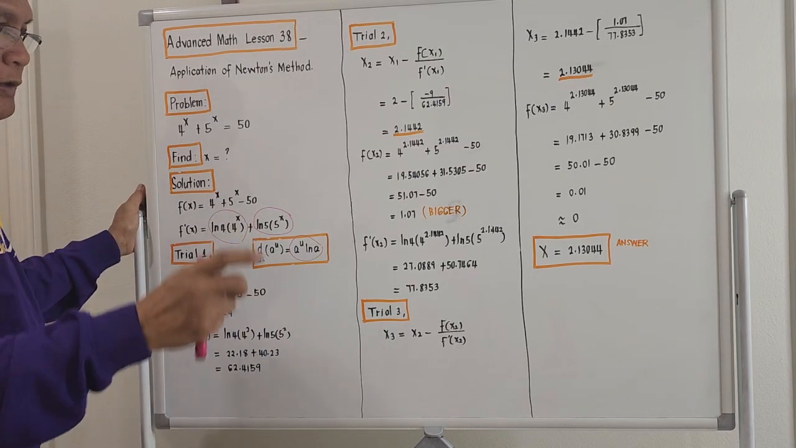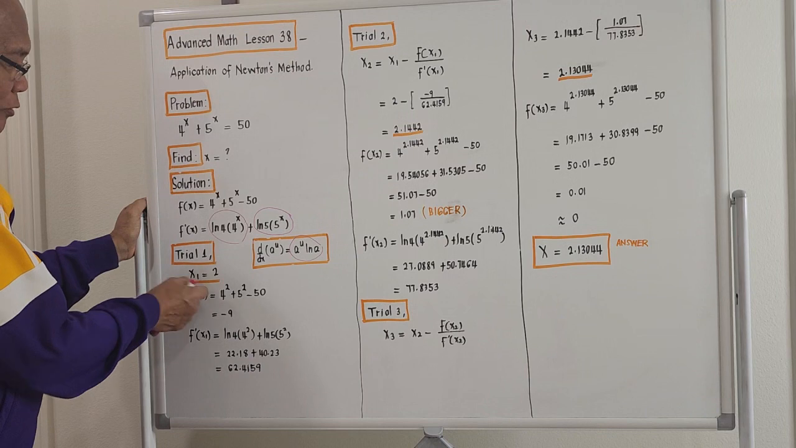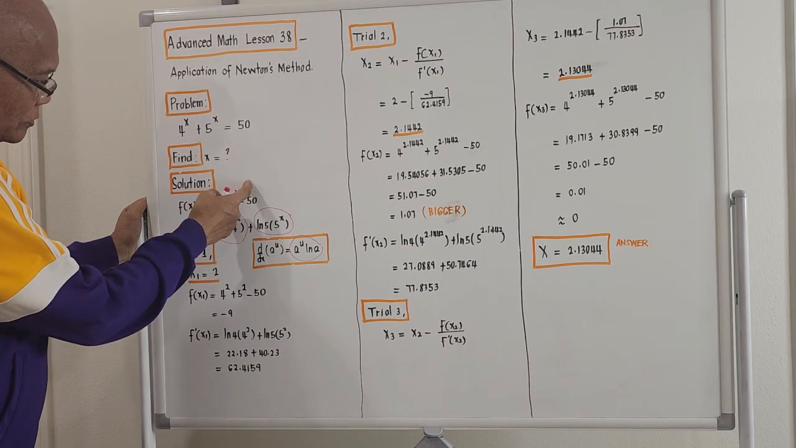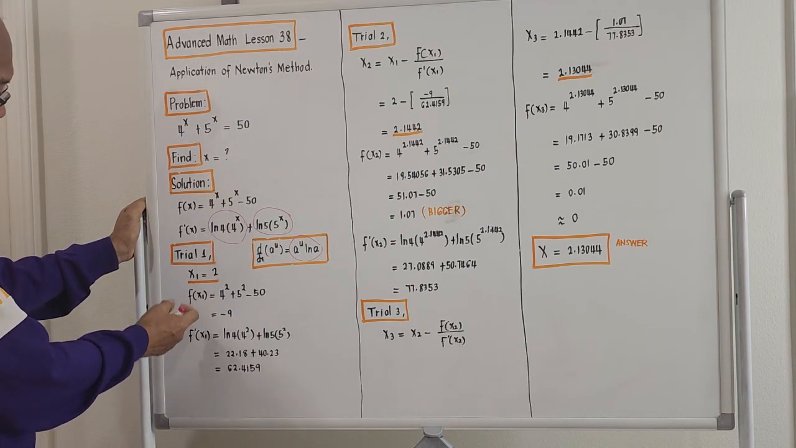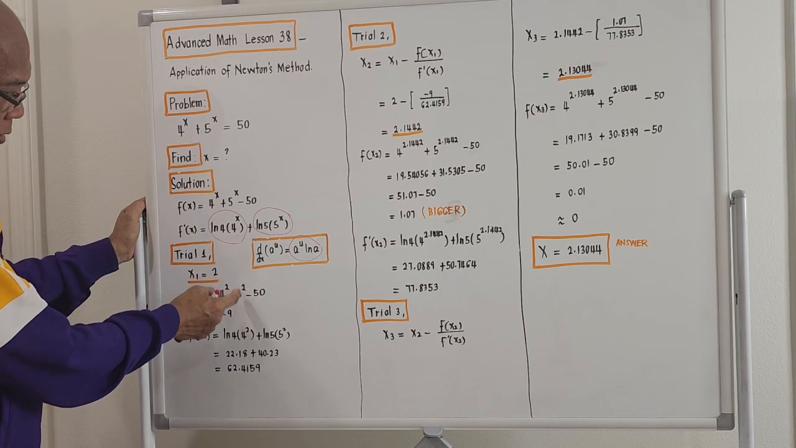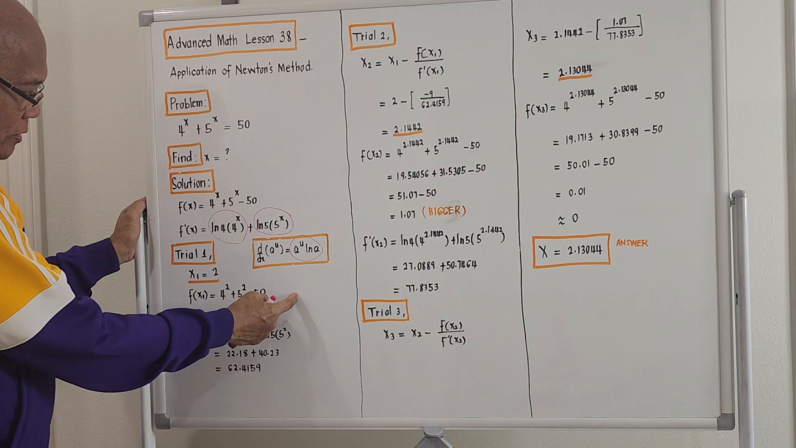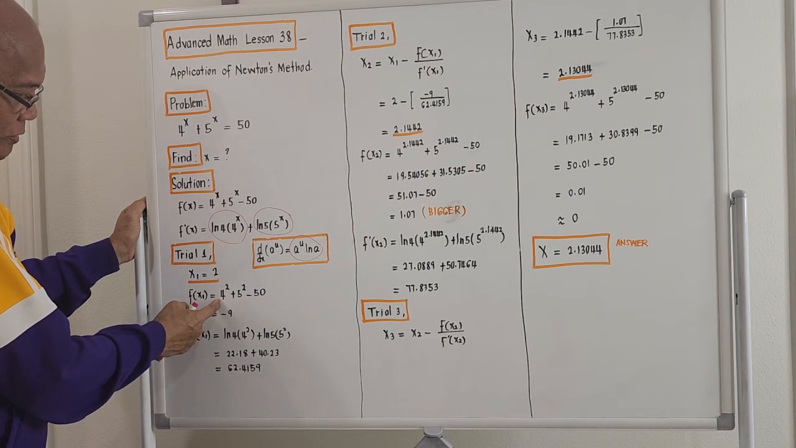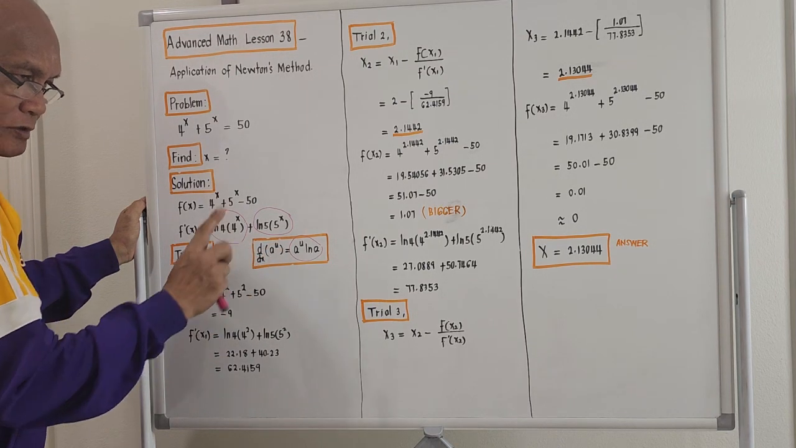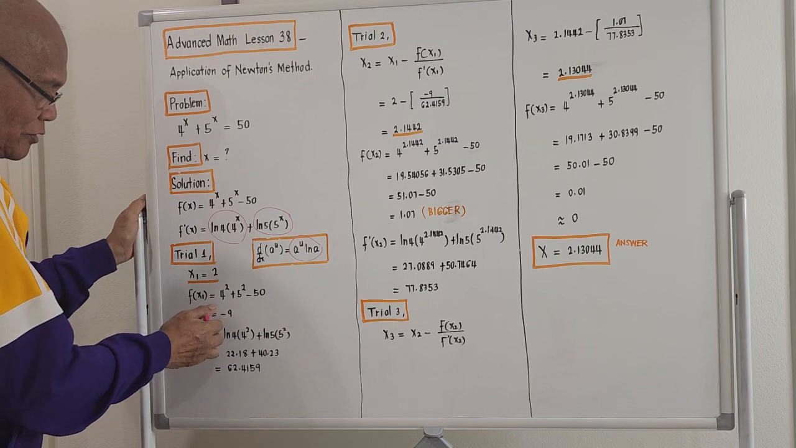Okay, trial number 1. We let x1 equal 2. If x equals 2, what will be the value of the function? Function of x1 will be 4 squared plus 5 squared minus 50. 4 squared is 16, 5 squared is 25. 25 plus 16 is 41, and 41 minus 50 is a difference of negative 9.